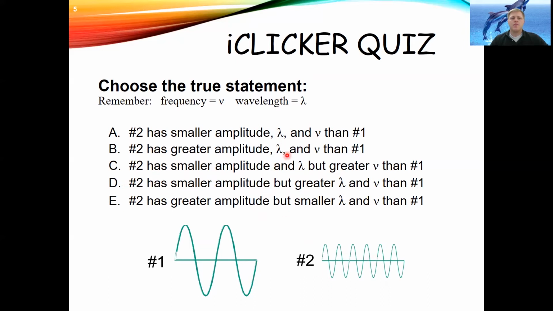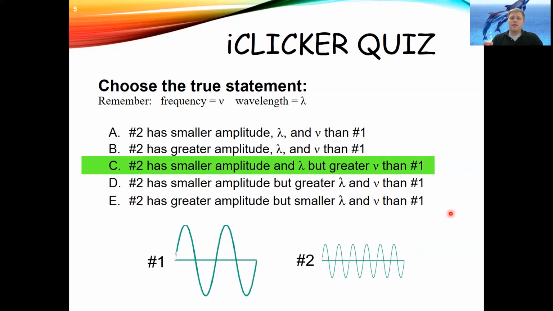And now we just have to decide between A and C. In A, it says number 2 has smaller amplitude, wavelength, and frequency than number 1. That's actually an impossible statement. You can't have both a lower frequency and wavelength. You have to have one or the other. So A can't be true. So it's C. Number 2 has a smaller amplitude and wavelength, but greater frequency than number 1.